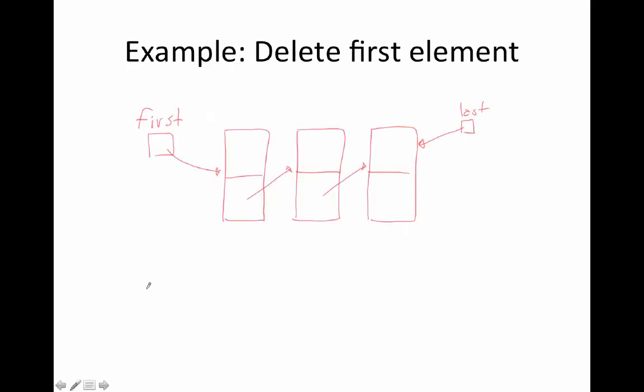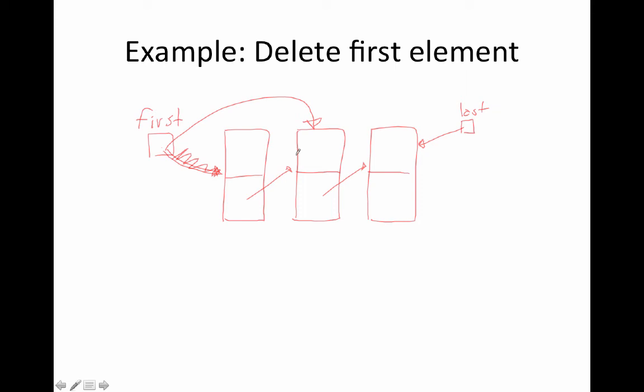So let's take an example of a common operation. Let's delete the first element in a linked list. So I have my first pointer pointing to this first structure, this first element in the linked list. If I want to delete that, then I want first now to point over to the next element. So instead of pointing here, it's going to point over here.